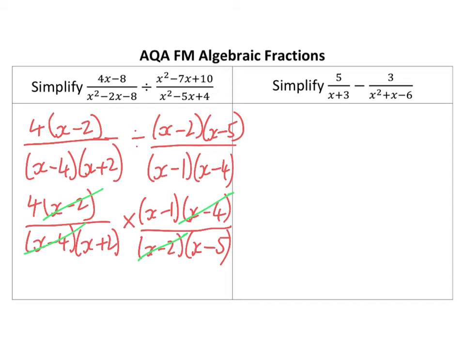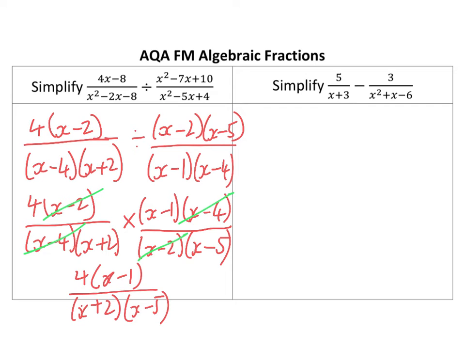So then you can just multiply out. I'll go back to red. And I'm going to get 4(x - 1) over (x + 2)(x - 5). Now you can multiply out the brackets if you like, but you have no real need to if you don't want to. Okay, so that's the first one.